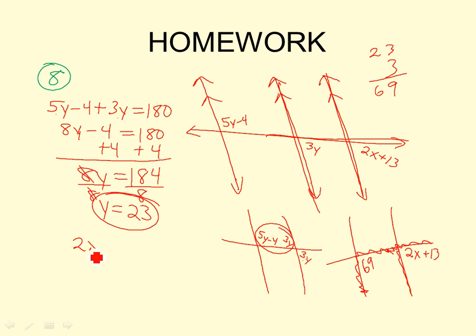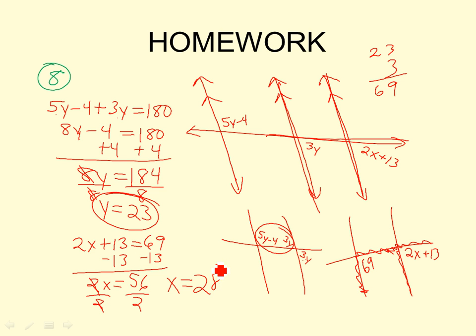So 2x plus 13 has to equal 69. Subtract 13 on both sides, divide by 2, and we end up with x equals 28. I think on these problems, all they wanted you to do was find x and y, so those are your 2 answers.